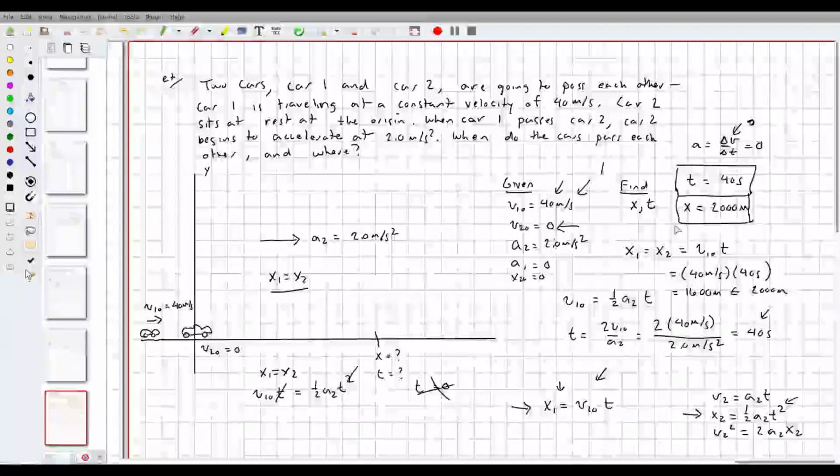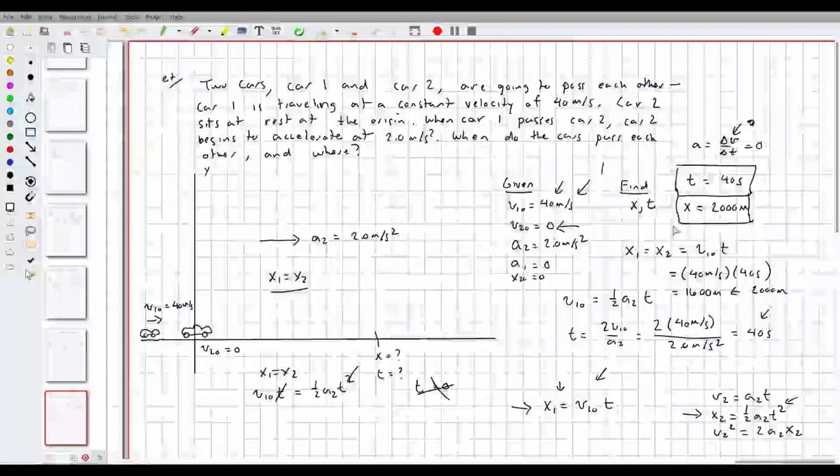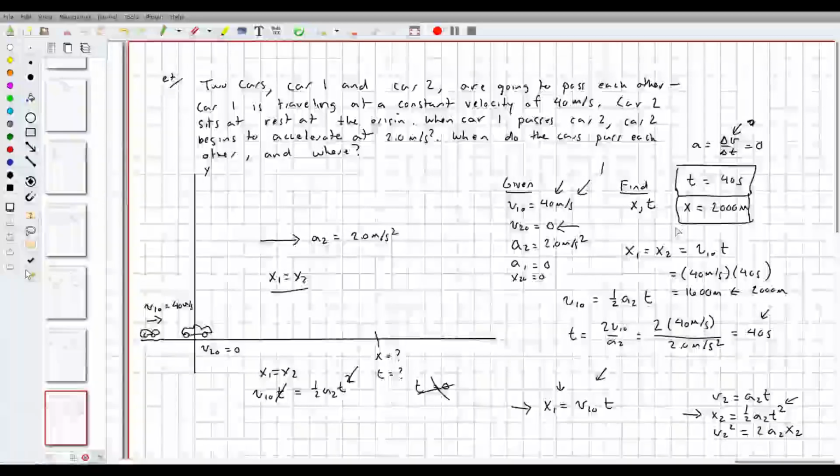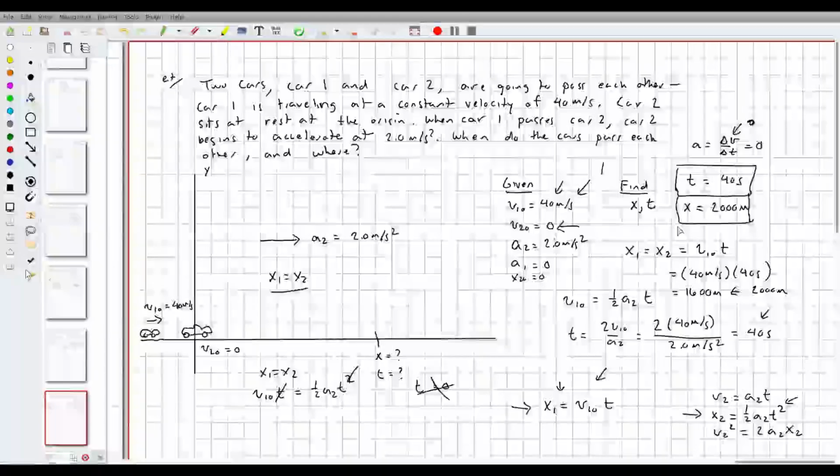Now, this ends lecture number 2 of 3 for chapter 3. In the next lecture, we're going to discuss free fall conditions and also what happens when you have an acceleration that isn't constant.